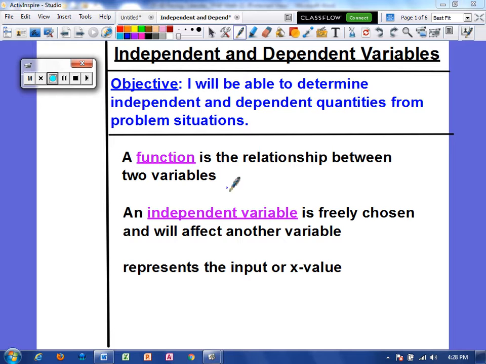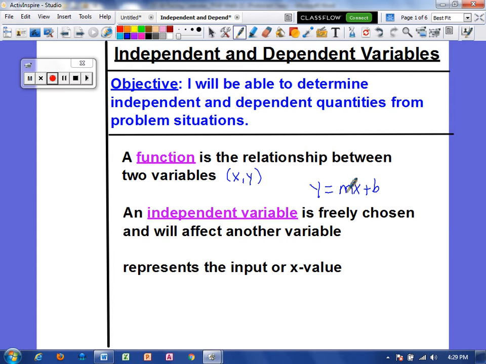So first of all, let's talk about what a function is. A function is the relationship between two variables. And the two variables that you are going to see are x and y. And you're normally going to see a function in this form. This probably looks like a bunch of nonsense right now, but momentarily it will not. So in a function, we are focused on the x and the y.